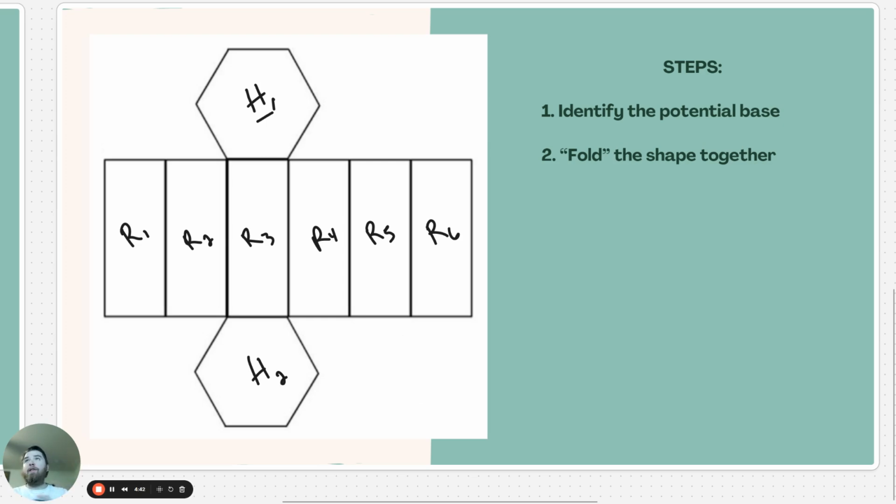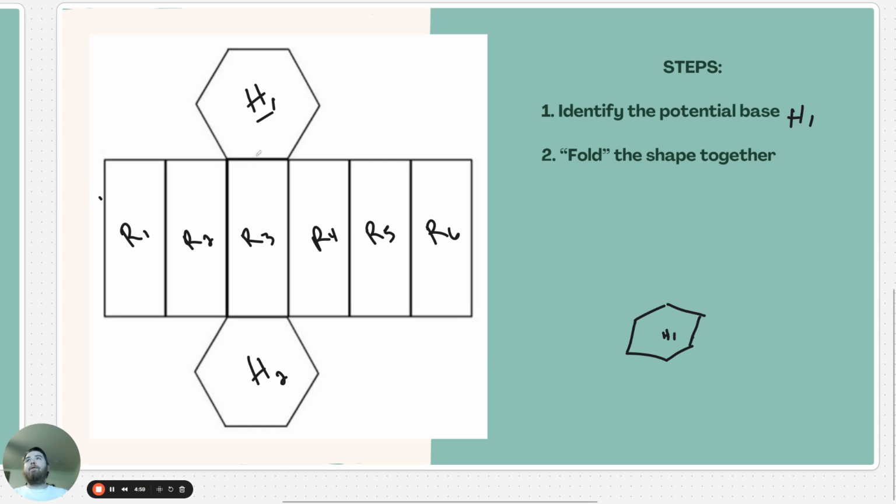So we're just going to go ahead and say hexagon 1 is going to be our base. So we'll go ahead and draw that right here. So we've got hexagon 1 is going to be our base. So we'll say H1 right here. And so then what we're going to do is we're going to fold everything up.